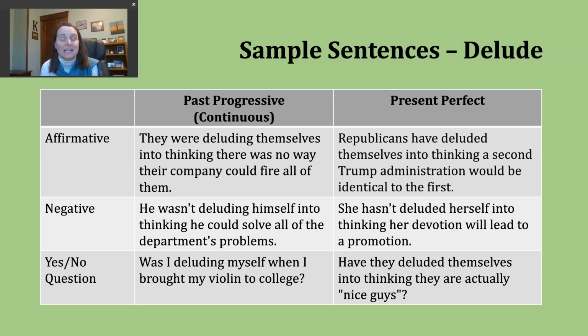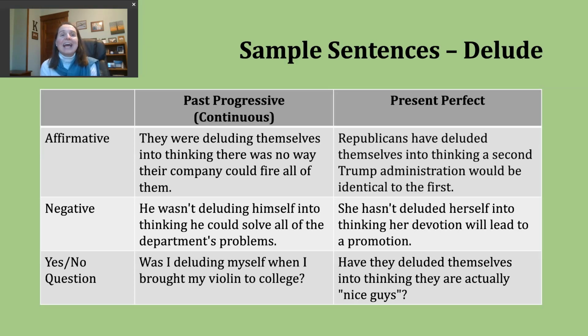Now let's move on to a negative present perfect sentence. Again, to do that, pay attention to your subject. Use either have not and the participle form of the verb, or has not and then the participle. Again, you may see contractions, haven't and hasn't. Here's an example. She hasn't deluded herself into thinking her devotion will lead to a promotion.